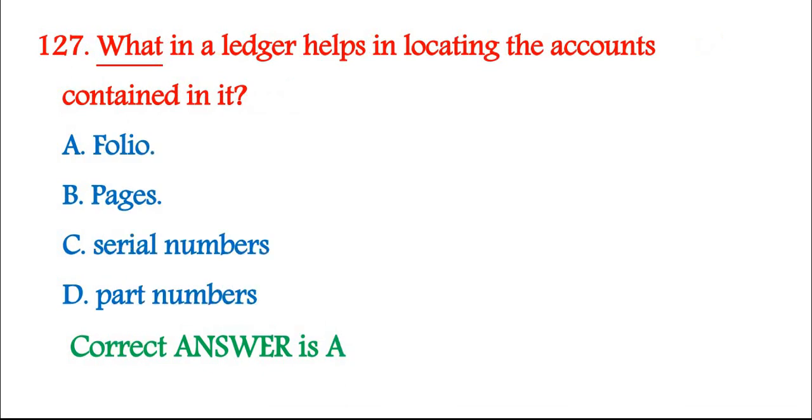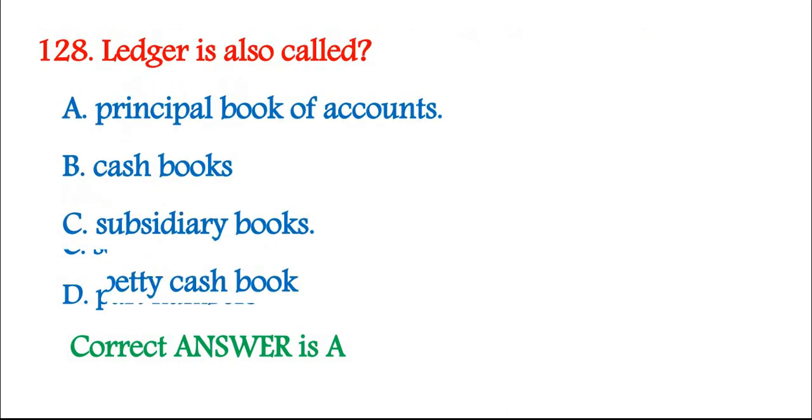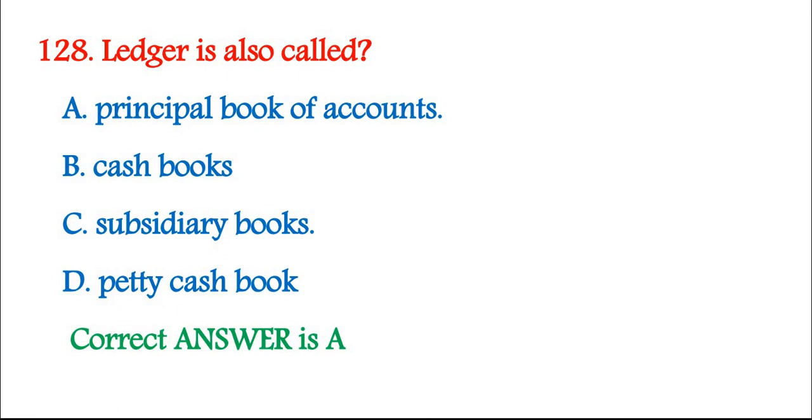127. What in a ledger helps in locating the accounts contained in it? A. Folio. B. Pages. C. Serial numbers. D. Part numbers. Correct answer is A. 128. Ledger is also called A. Principal book of accounts. B. Cash book. C. Subsidiary books. D. Petty cash book. Correct answer is A.